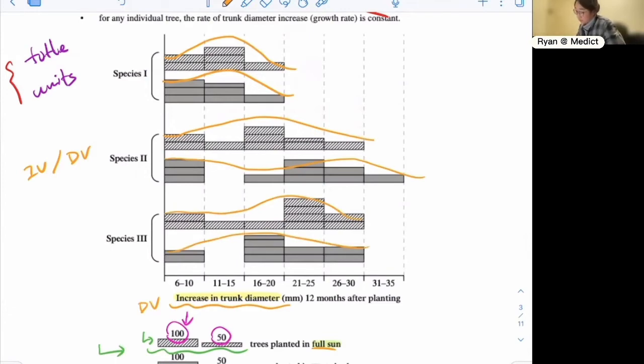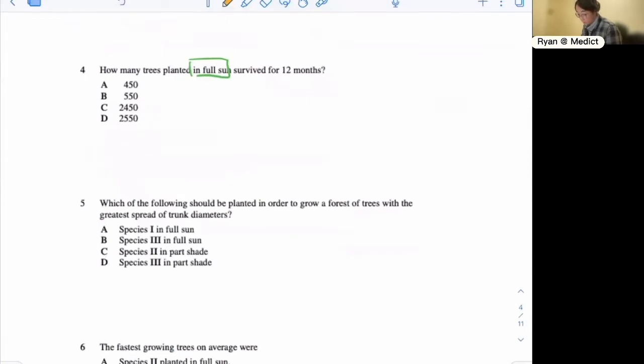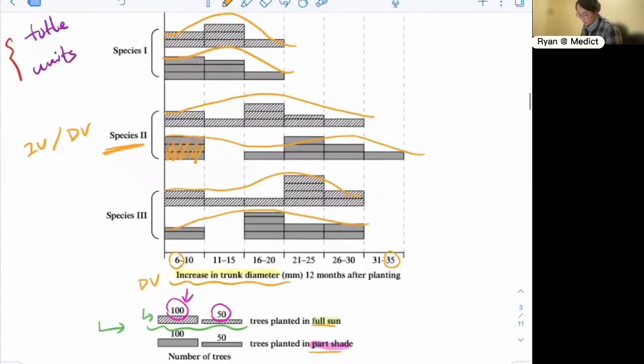So just looking at these curves, you can see that it is species 2 with those solid rectangles that has the biggest spread, because you have trees that are 6 millimeters in diameter, but also trees that are 35 millimeters in diameter, which is a very, very big variance between the smallest value and the biggest value. So as a result, it's pretty clear to us which of the following it should be. It should be species 2 in part shade, right? Species 2 and in part shade. So this one over here.